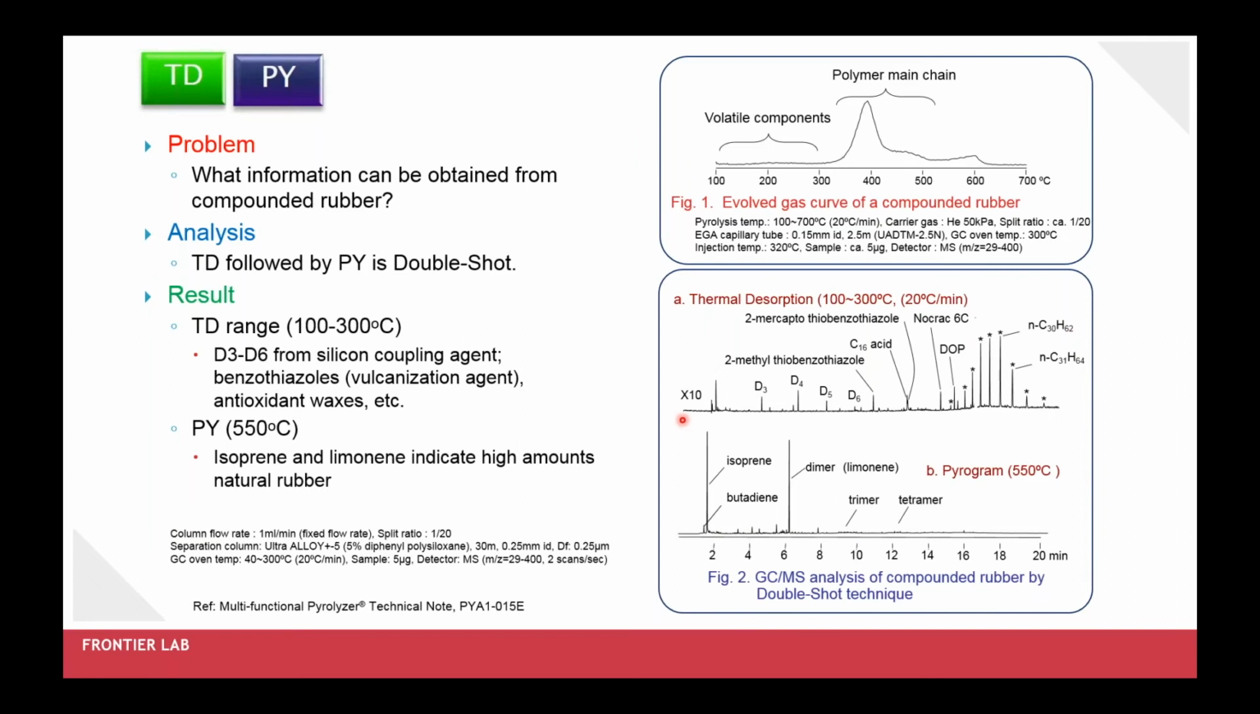We can do many of these. We can do actually up to 8 different sequential analyses of the same cup, and when we do more of them, we call it a heart cut. So in this particular case, this was a rubber compound, an application of a double shot technique.